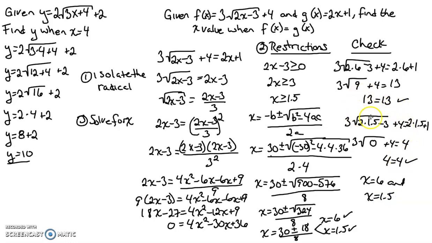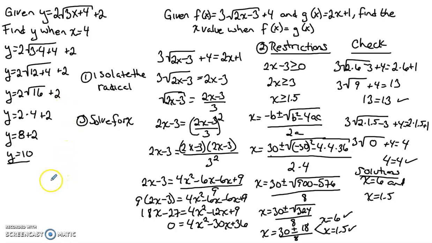If we ended up with statements that weren't true in either of these cases, like 13 equals 7 or 4 equals negative 5, we would know that that can't possibly be a solution. For us, though, both of our answers worked out, and we have two solutions. Let me just show you a quick little graph over here as to why we might have extraneous solutions. And it comes back to the fact that we're only ever taking the positive root.